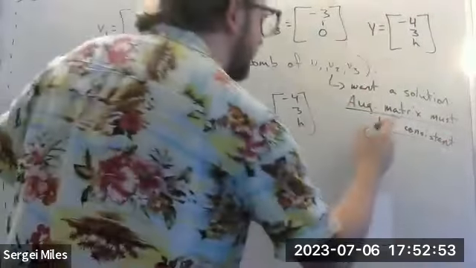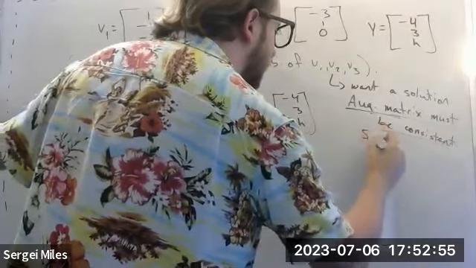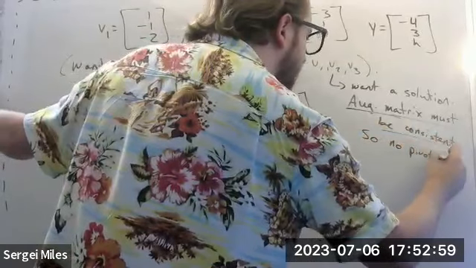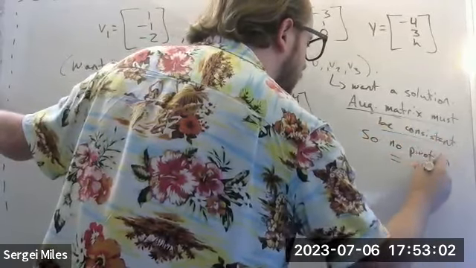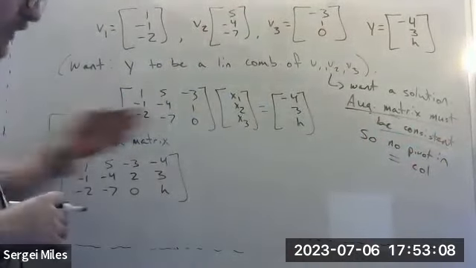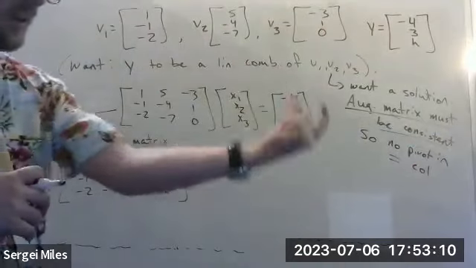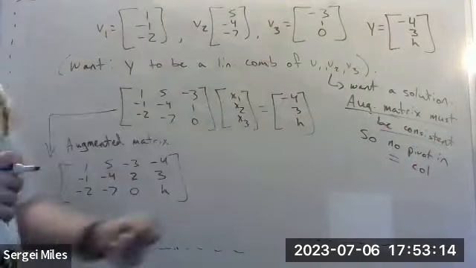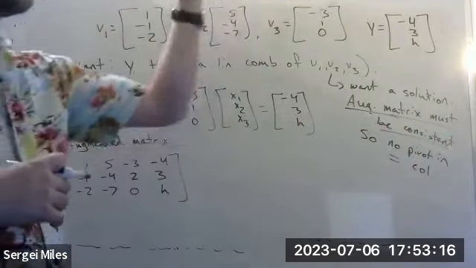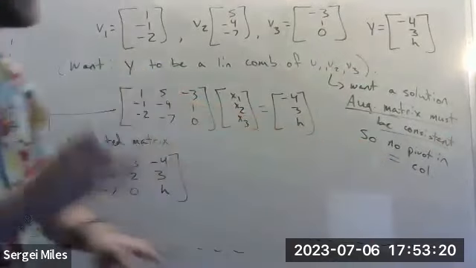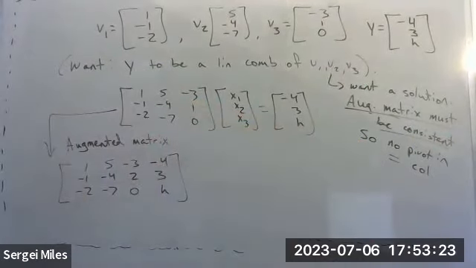So how do we know it's consistent? That means no pivot in the equals column, right? Because if we have a pivot in the equals column, that means we have a row with a bunch of zeros and the leading non-zero entry is in the last column. That means we have a row that says 0 equals something not 0, right? So we have to avoid this scenario. We can't have a pivot in the equals column.